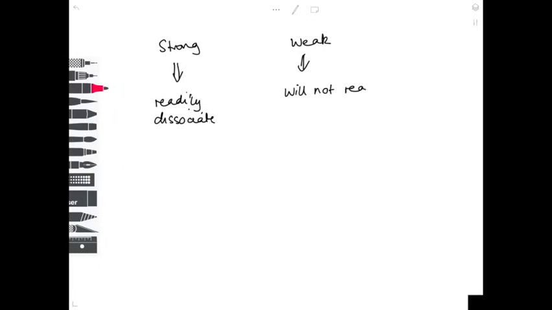Looking at the bases now, so the strong and weak bases, luckily it's incredibly similar to what we've just learnt with the acids. So you can pretty much say the same thing, which is that a strong base will readily dissociate. A weak base will not readily dissociate.